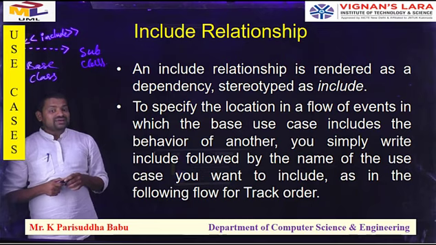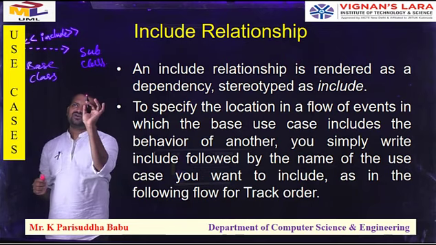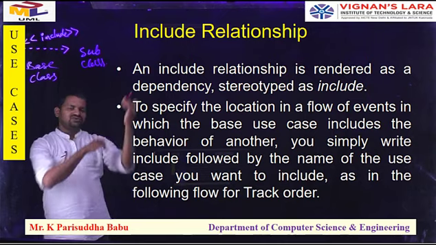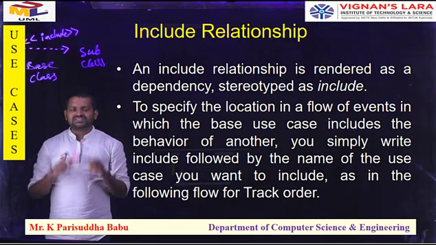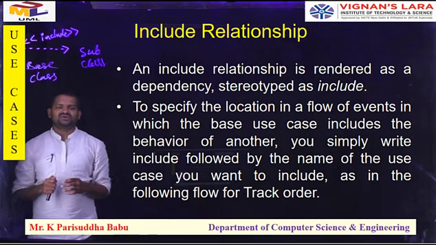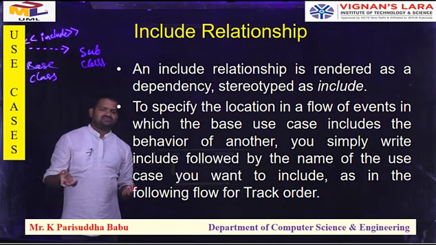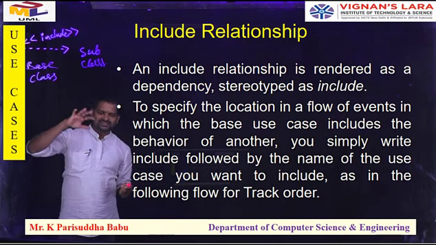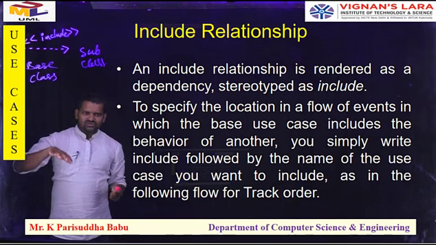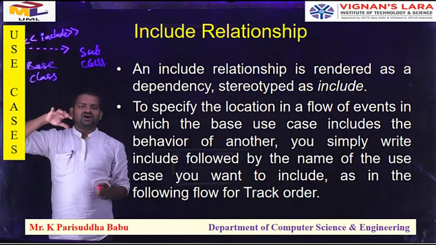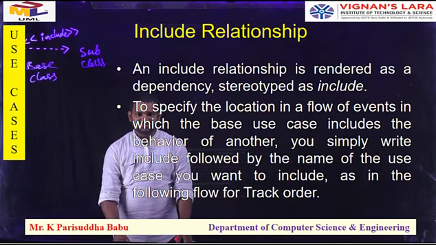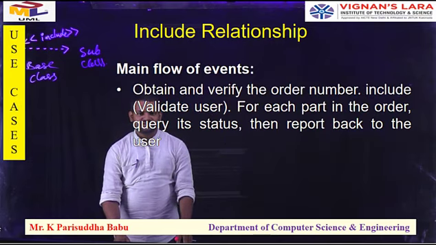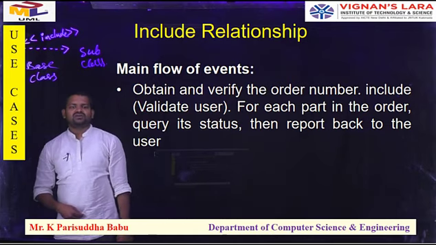So include will be represented with the help of a dotted arrow. At the left side you write the base, at the right side you use the subclass. To specify the location of the flow of events in which the base use case includes the behavior of another, you simply write include followed by the name of the use case you want to include, as in the following track order.